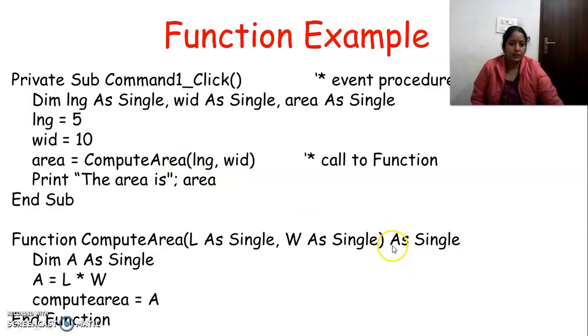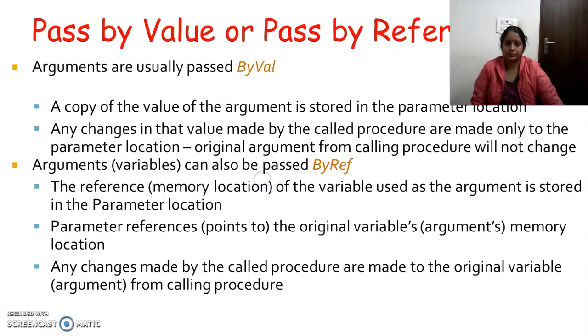Now the one thing that is different from the subroutine example is the As Single. This is the return type. With this we specify the return type Single with the help of the As keyword. Otherwise the example is the same as the subroutine.